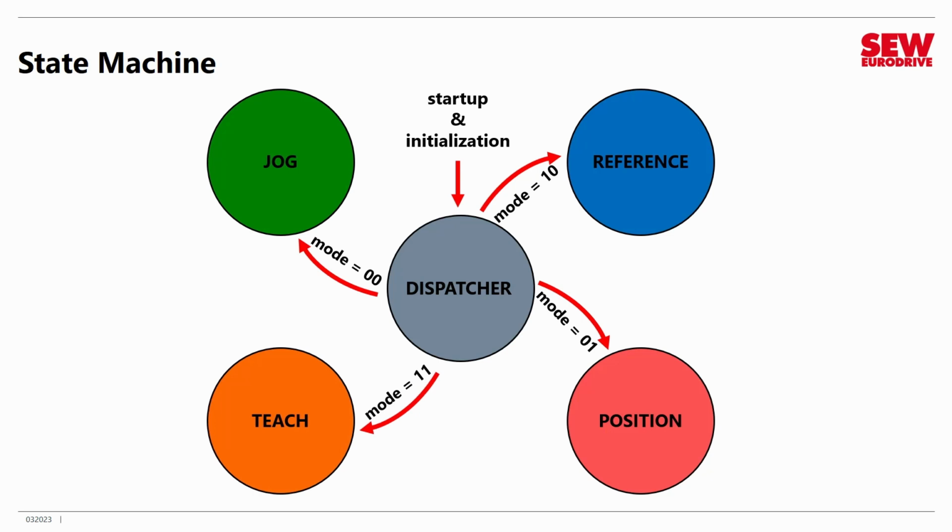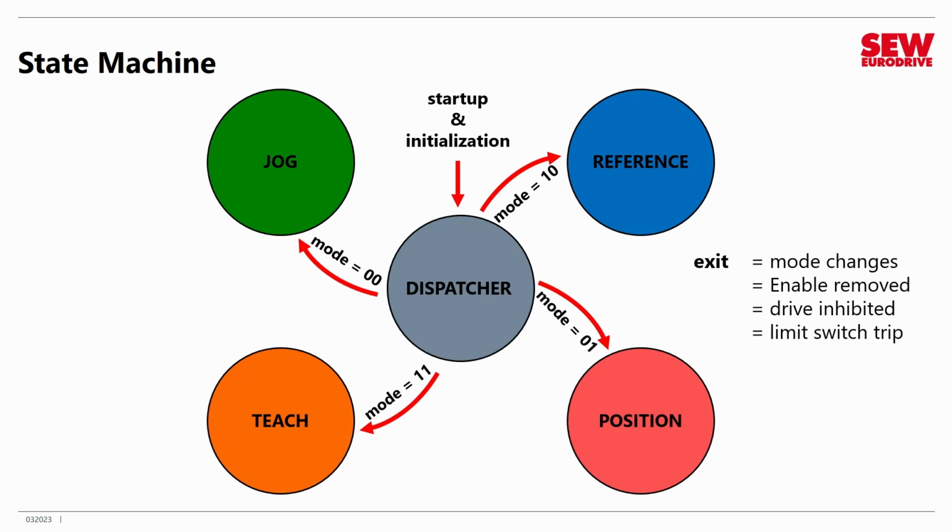How do you exit these 4 states and get back to dispatcher? Well, there are 4 things that can cause an exit. The mode can change. If the mode changes, you immediately exit and go back to dispatcher. If enable gets turned off, go back to dispatcher immediately. If the drive gets inhibited, exit immediately and go back. And if one of the limit switches trips, go back. So these will all cause exits like this.